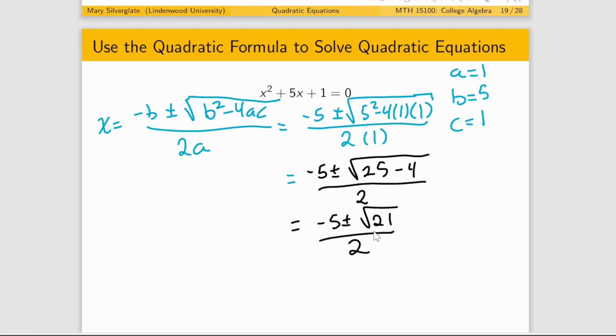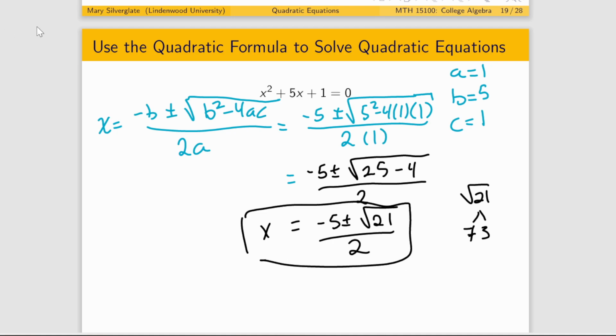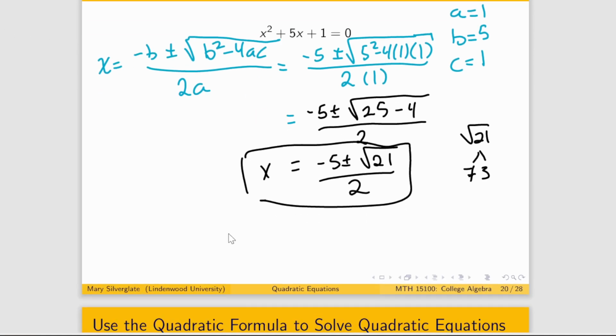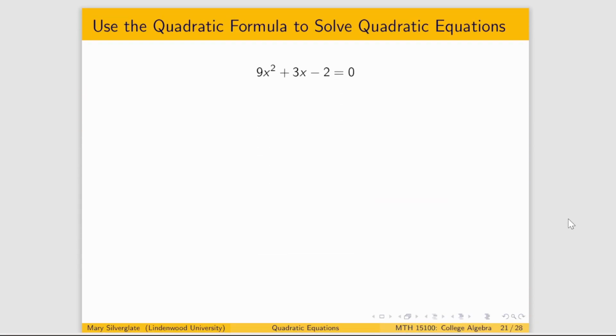And then you want to ask yourself, does the square root of 21 simplify further? Well, 7 and 3 go into 21, and neither of those are perfect squares, so it does not. And this would simply be your final answer. Keep in mind, those are literally 2 separate numbers. One is negative 5 plus the square root of 21 over 2, and the other one is negative 5 minus the square root of 21 over 2. Those are 2 different answers. That's what that plus or minus means: these are 2 different numbers.